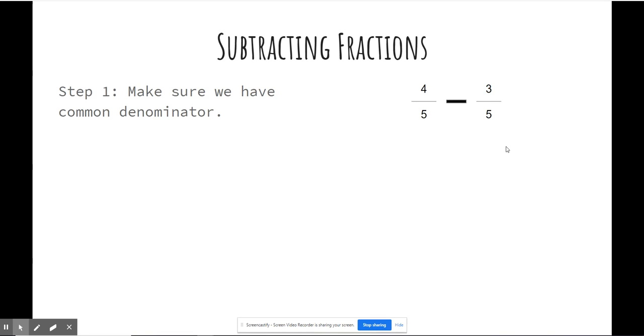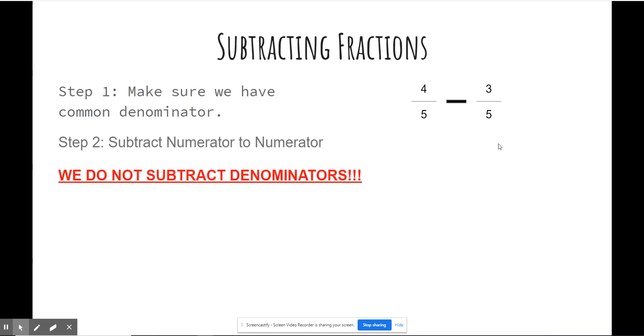Subtracting fractions, so make sure we have a common denominator. That is the goal for any fraction issue, right? When we're adding or subtracting, you need to have a common denominator. You subtract your numerator to numerator. 4 minus 3 gives us 1 over 5. Okay, remember, we never subtract denominators. We never add denominators. They kind of just hang out there to let us know how many whole pieces we have.